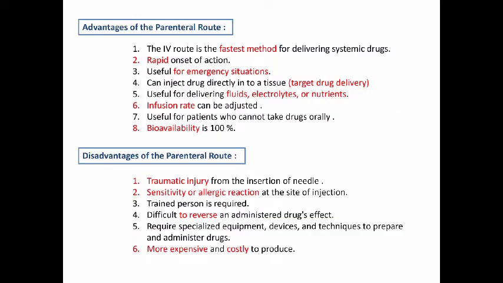Advantages of parenteral route. The IV route is the fastest route for delivering systemic drugs. Rapid onset of action, useful for emergency situations. Can inject the drug directly into the tissue, that is called targeted drug delivery. Useful for delivering fluid, electrolytes or nutrients. Infusion rate can be adjusted. Useful for patients who cannot take drugs orally, and bioavailability is 100%.